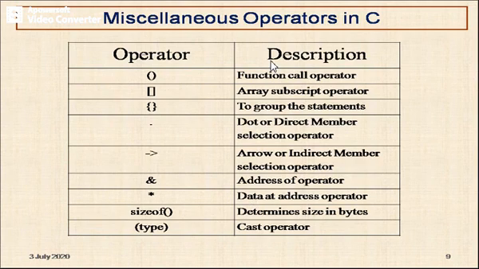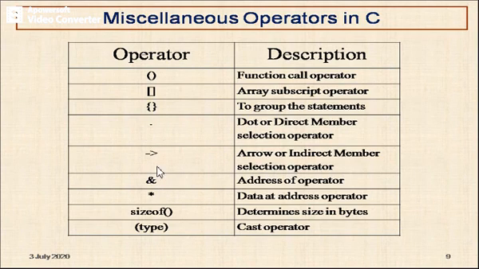Now the miscellaneous operators. We have brackets, square bracket, parenthesis, dot, hyphen followed by greater than symbol, star, sizeof, and type. The brackets operator is a function call operator. We use it to call the function. Square brackets are used for array subscript. Parenthesis is used to group a set of statements. This can be used in control structures or in the function body. The dot operator and the arrow operator are all used with pointers.